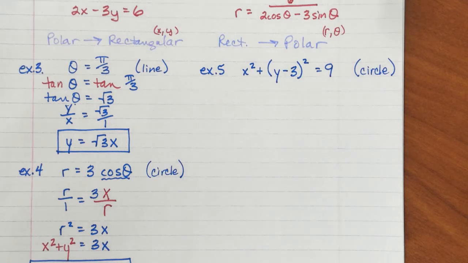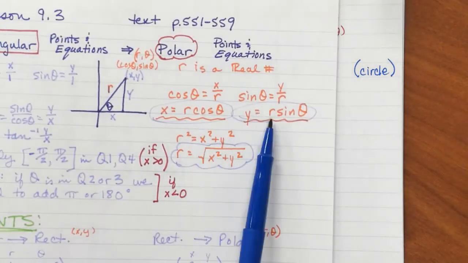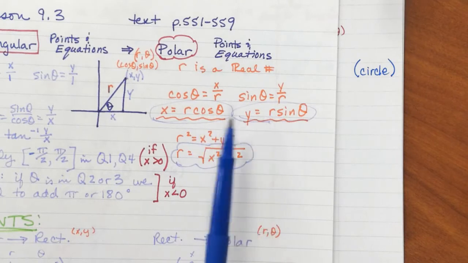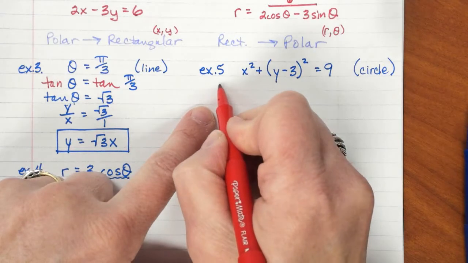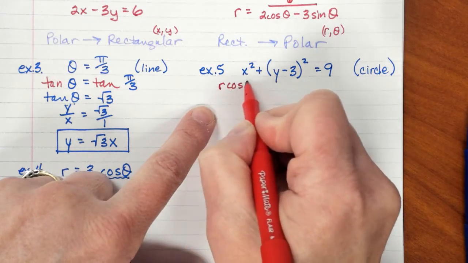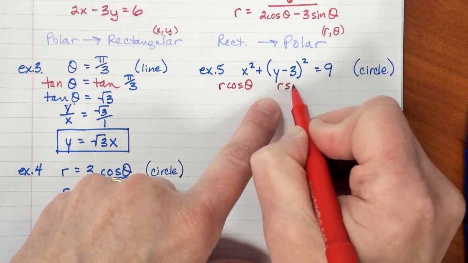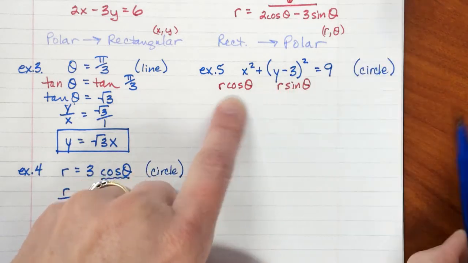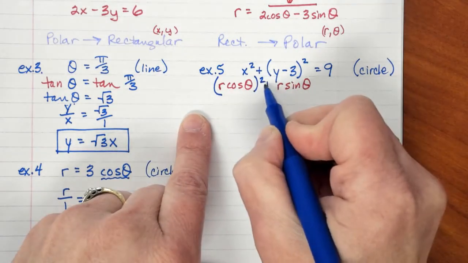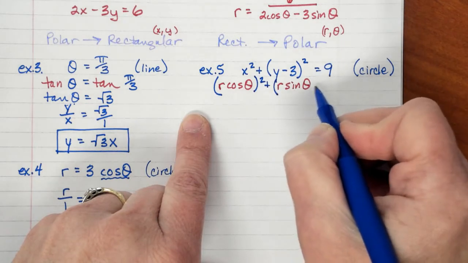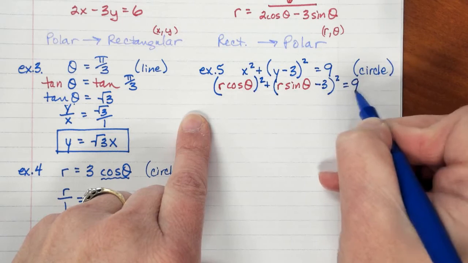So you go back to the equations that we just did in the first video. We're going to substitute with the x and the y. Here we go. Instead of x, I'm going to have r cosine theta, and instead of y, I'm going to have r sine theta. So I still have that squared plus this value minus 3 squared equals 9.